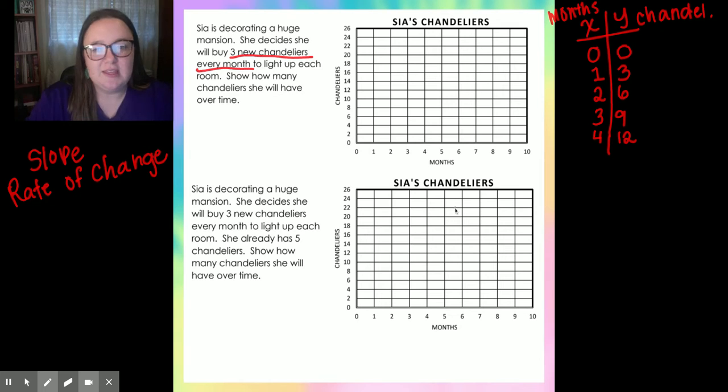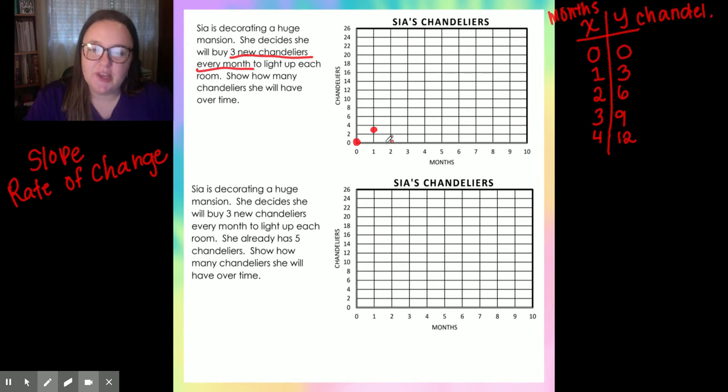So I'm going to take this information now. I've used this word problem to write a table, and now I'm going to graph it. So if I look down here at months, at month 0, she had 0 chandeliers. So I'm going to make my first point there at 0, 0. After 1 month, if I look at my table, she had 3 chandeliers. So I'm going to go all the way up to 3, and 3 is right between 2 and 4. So that's where that would be.